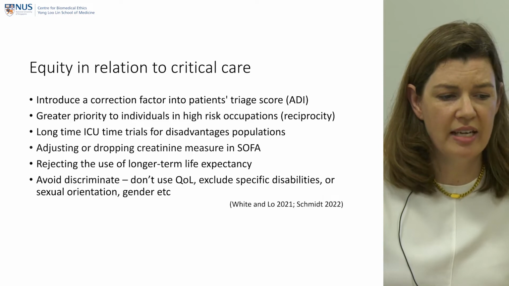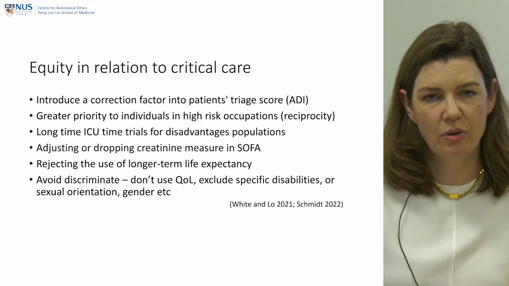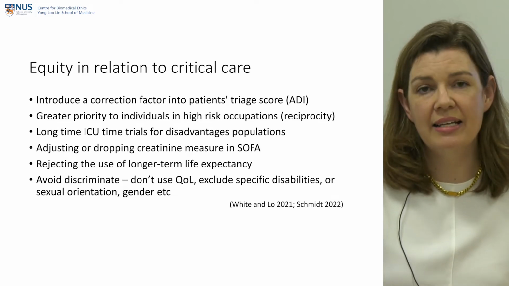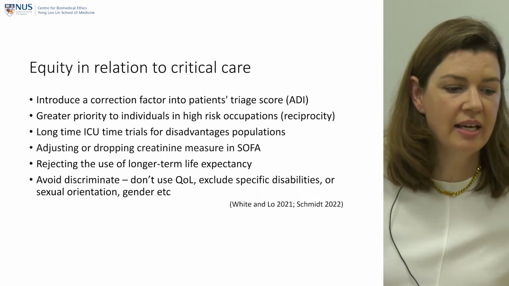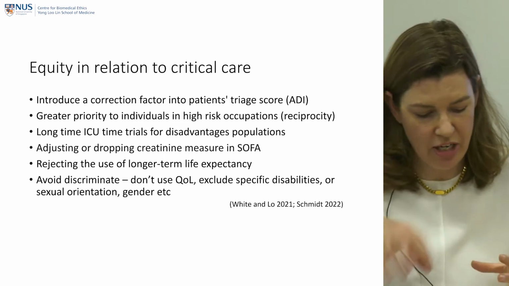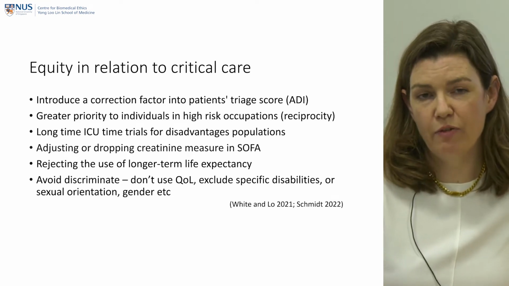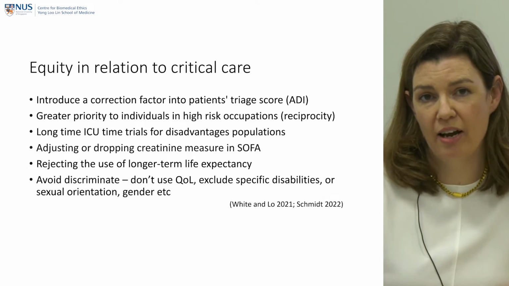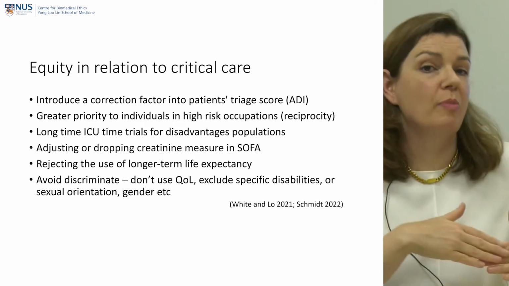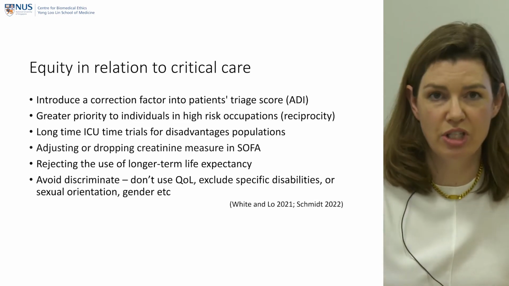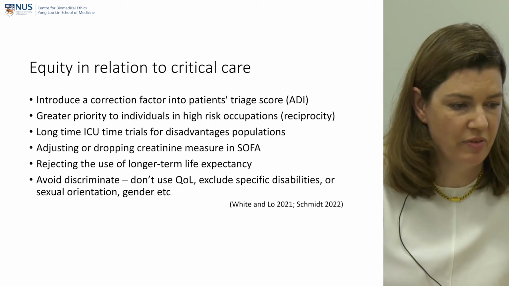You could introduce a correction factor into patients' triage scores. One that is suggested is the area deprivation index. It's a statistical tool they use in the US. It measures deprivation in geographical pockets, and is quite a close proxy for socioeconomic disadvantage and also racial disadvantage in the US. So one suggestion is that you can use that on top of your existing SOFA score to adjust it to give priority access to people who are coming in from an area of deprivation.